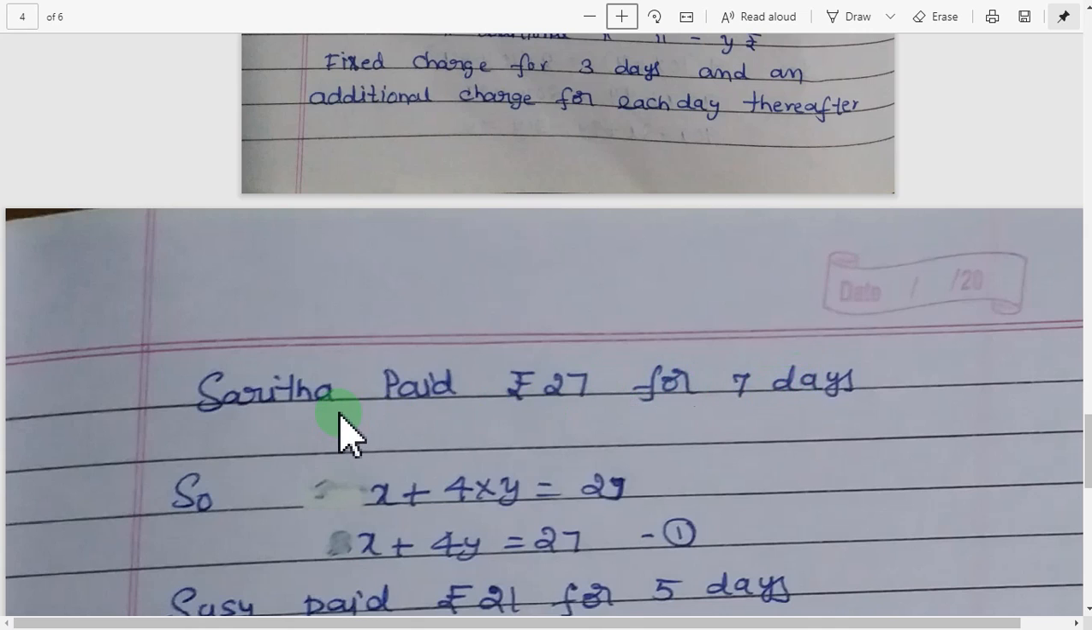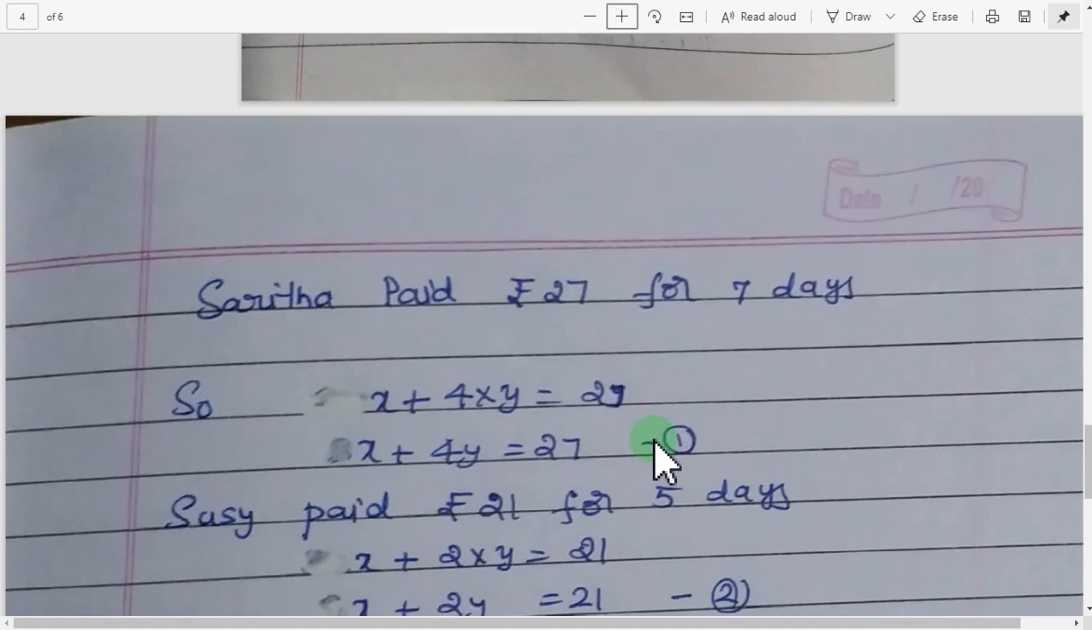For the first 3 days she has to pay only the fixed charge, and for the rest of the days, that means 4 days, she has to pay additional charges. So the equation is: for the first 3 days she has to pay only X rupees plus the remaining 4 days, because 7 minus 3 is 4, 4 into additional charge. I hope you understood. Altogether she has paid 27 rupees. So X plus 4Y is equal to 27. This is our first equation.